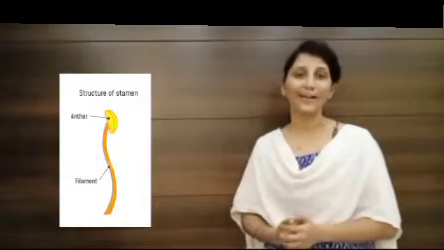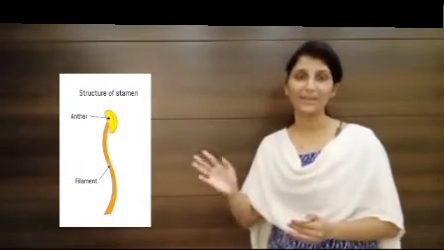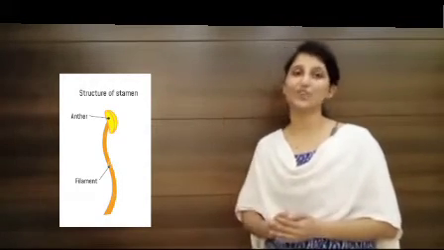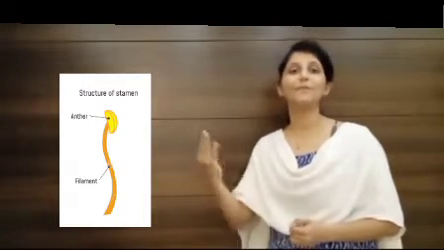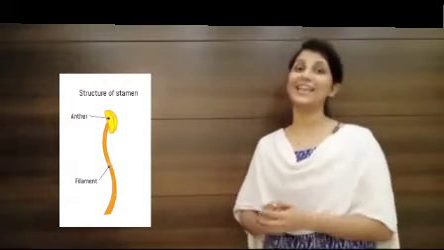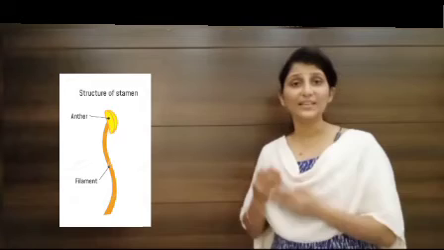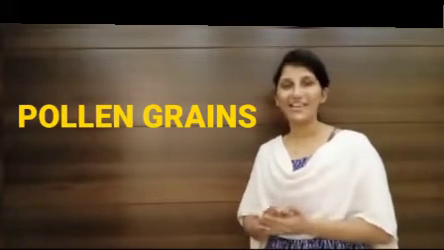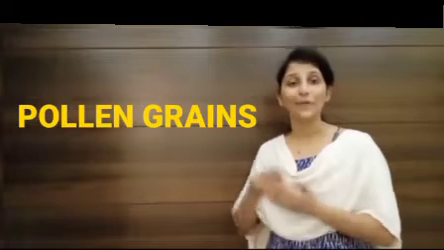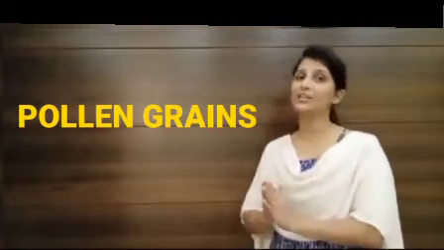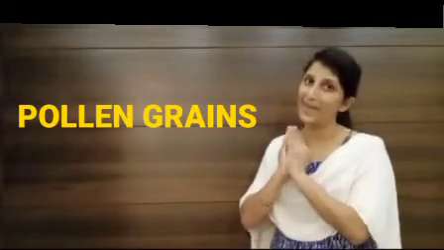The male reproductive organ is called the stamen. Each stamen has two parts. One is a slender stalk-like structure called the filament. And at the tip of the filament, there is a bilobed structure called the anther. This anther has yellow powdery structures called pollen grains. These pollen grains carry the male germ cell or the male gamete. So the importance of the male reproductive structure is to produce the male gamete.